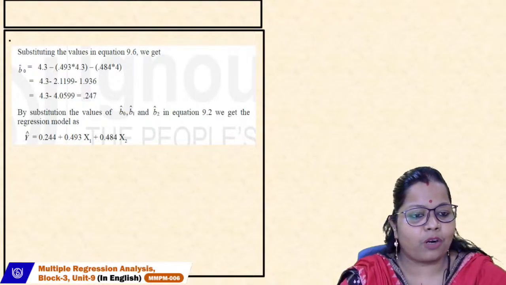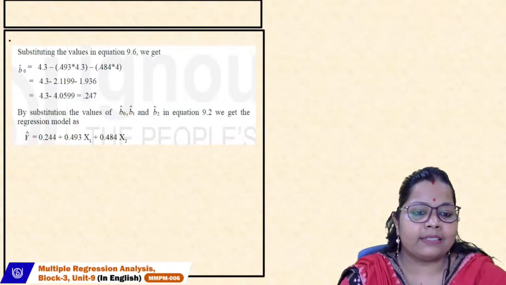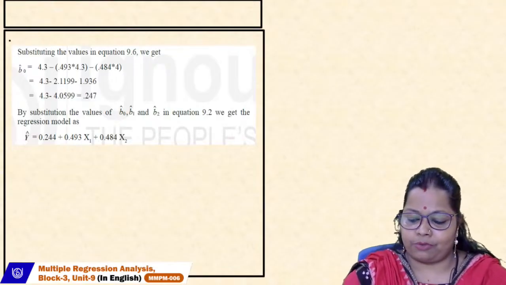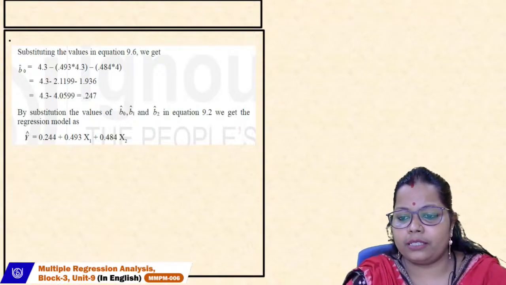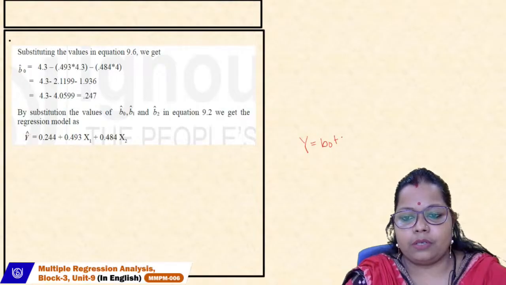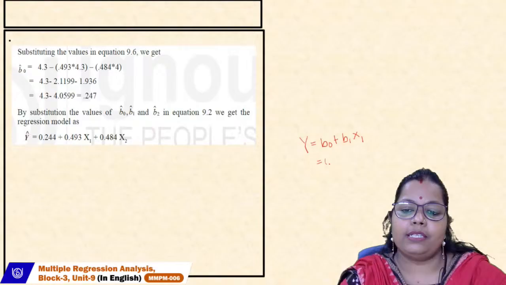So what was my multiple regression model? It is beta 0 hat plus beta 1 hat into x1 plus beta 2 hat into x2. It means, just as the previous linear regression model was saying y equals b0 plus b1 x1, what was happening there? Suppose we found it is 0.43 plus 0.39 x1.